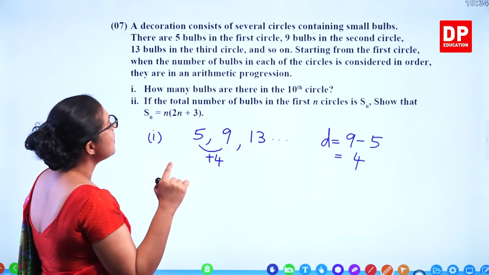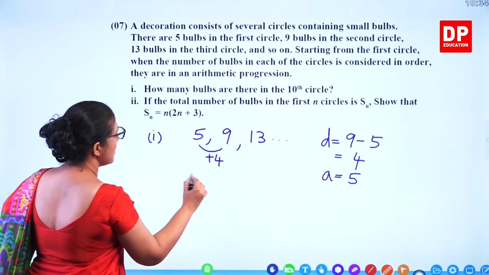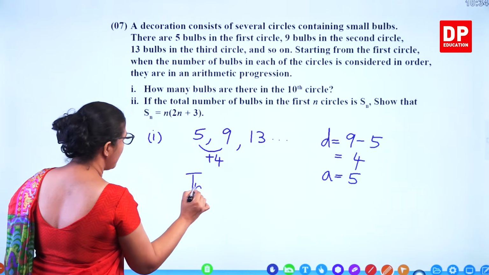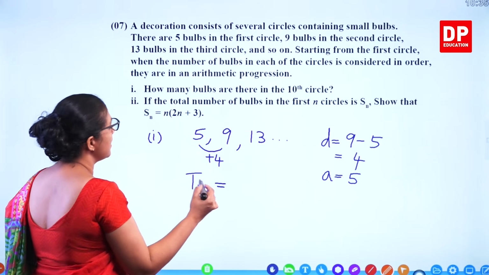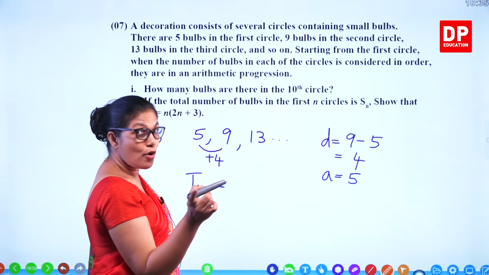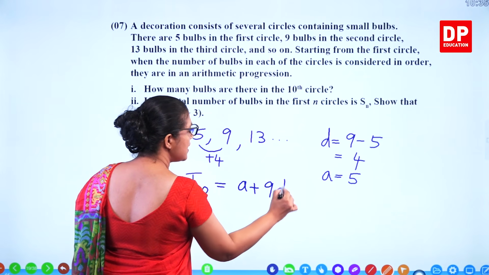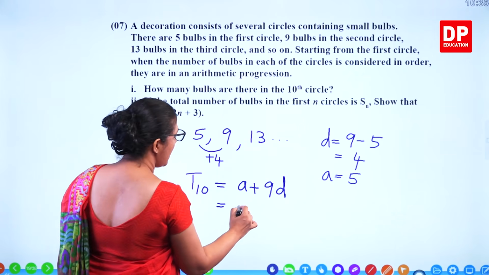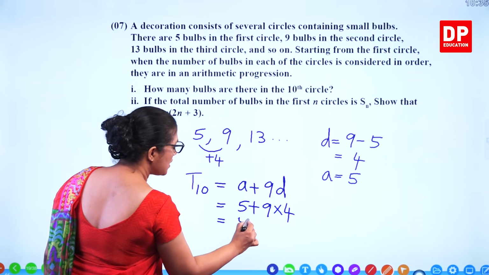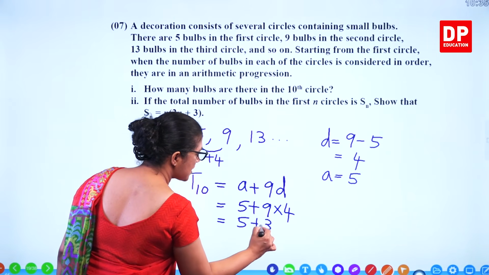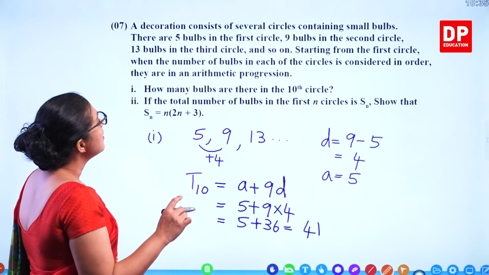How many bulbs are there in the 10th circle? So the first term is 5. So 10th circle means T10. You need T10. So what is T10? This is arithmetic progression: a plus n minus 1, 10 minus 1 means 9d. Now substitute the values. a equals 5, d equals 4. So first multiplication, 9 times 4, 36. And you get 41 bulbs are there in the 10th circle.